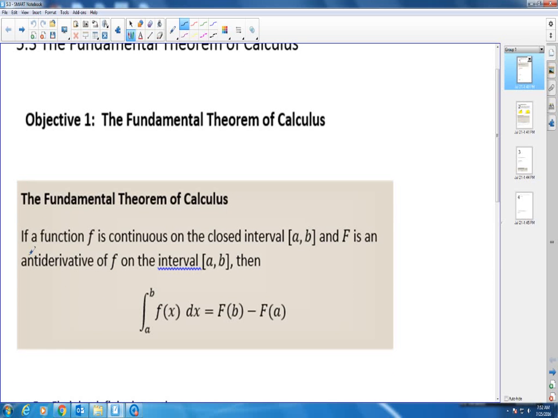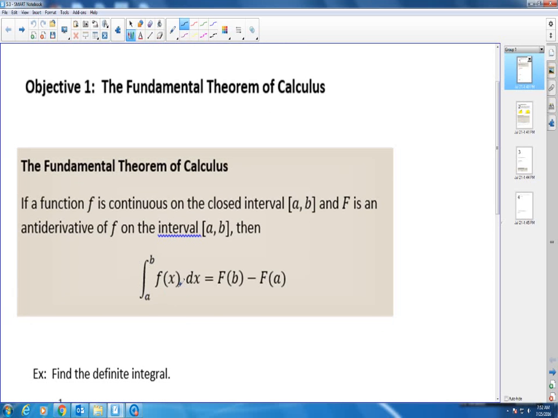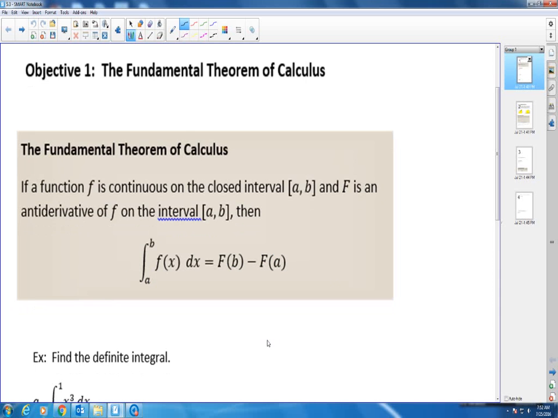So what's going on here is, if a function f is continuous on a closed interval from a to b, then capital F here is an antiderivative of f on the interval. Then to find the area under the curve, we will just take an integral of my function f of x, and then we will evaluate it. Once I find the antiderivative, we evaluate from a to b by substituting b into the antiderivative minus substituting a into the antiderivative, and we subtract them. This is the fundamental theorem of calculus.